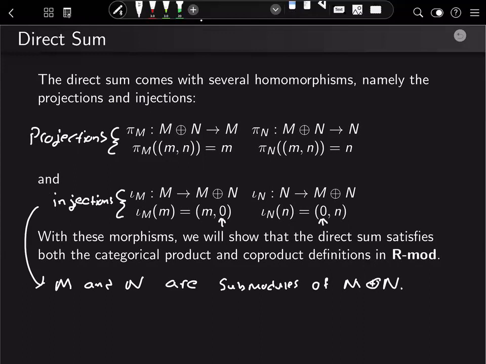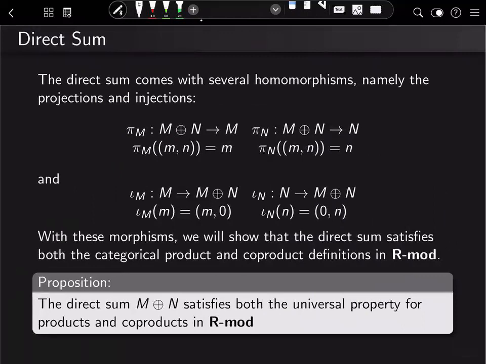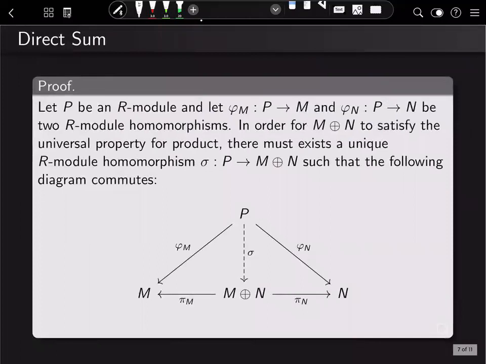So we can already see how these are going to play into our definitions. These will be used in the categorical product, and these will be used in the categorical coproduct. Now, with these morphisms, we will show that the direct sum satisfies both the categorical product and coproduct definitions in the category of R modules. So we have our proposition: the direct sum satisfies both universal properties for the product and coproduct in R-Mod. So we'll get right into it.